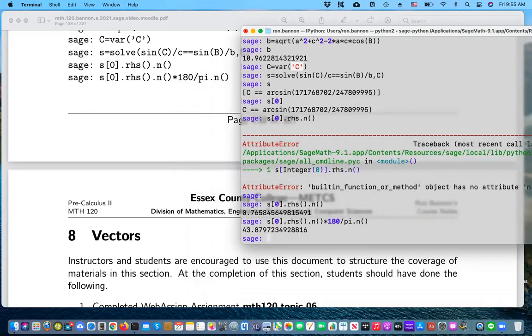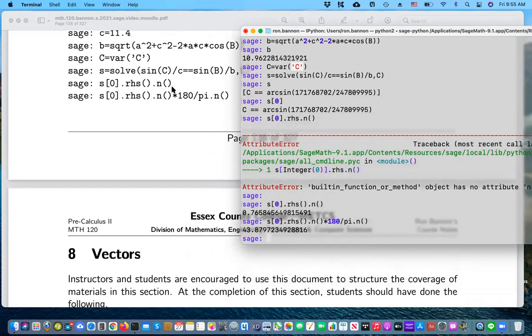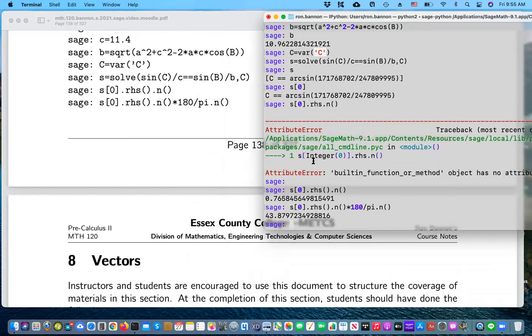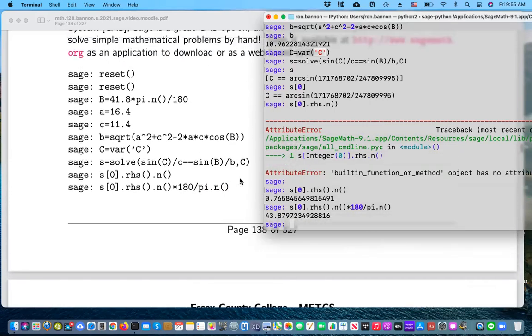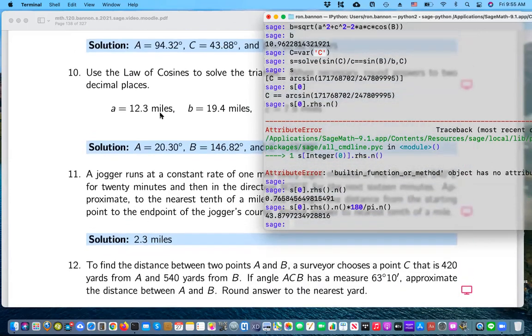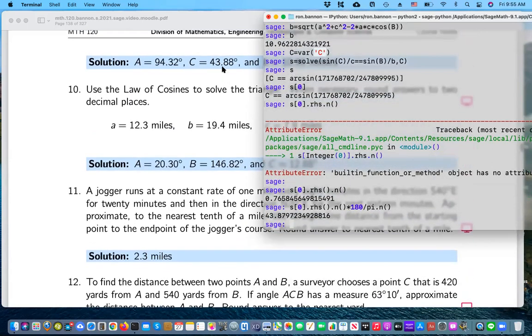Okay. I want to go back to the notes. Someone says, I wonder what this is. Well, this is going to be a problem that you have to go back and look at your notes. And we're looking for what C is. All right, let's go back over here. There's a problem over here. And what's C? 43.88. That's rounded off, by the way.